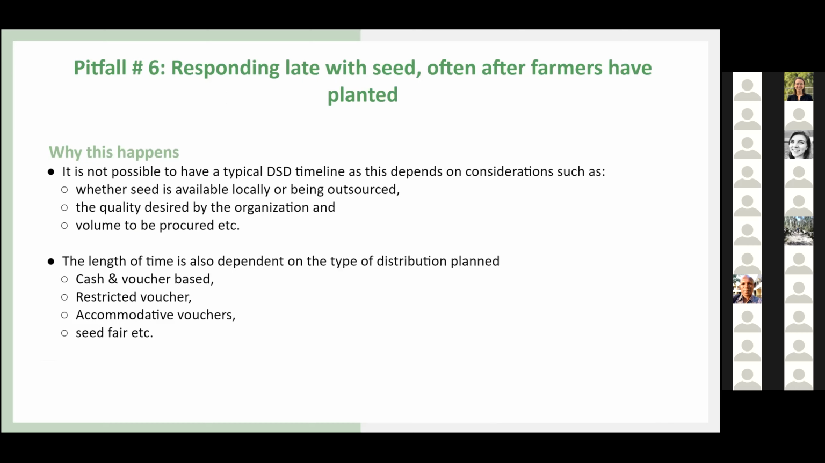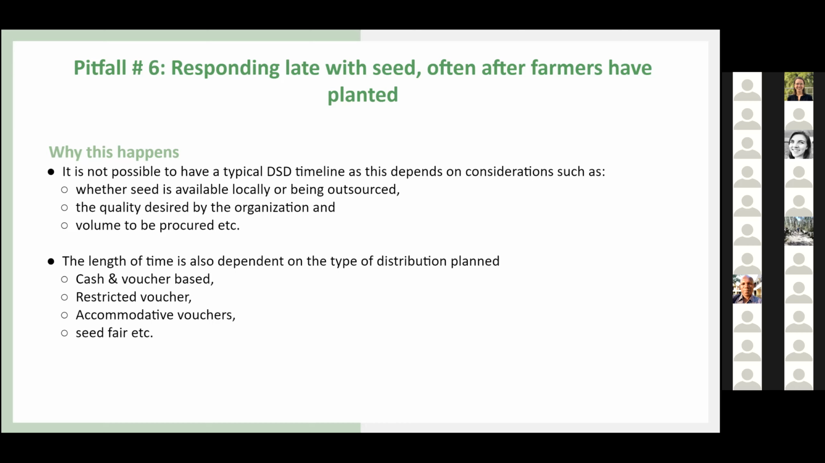Thanks a lot, Ashton. So late response is quite, I think, synonymous with organizations. And I think it's perhaps more because of the planning aspect of it. And this is where I think Stanley was asking, is it late response after farmers have planted? I agree with you, that would make no sense. It is about syncing seed supply to the start of the season when farmers really need the seed.